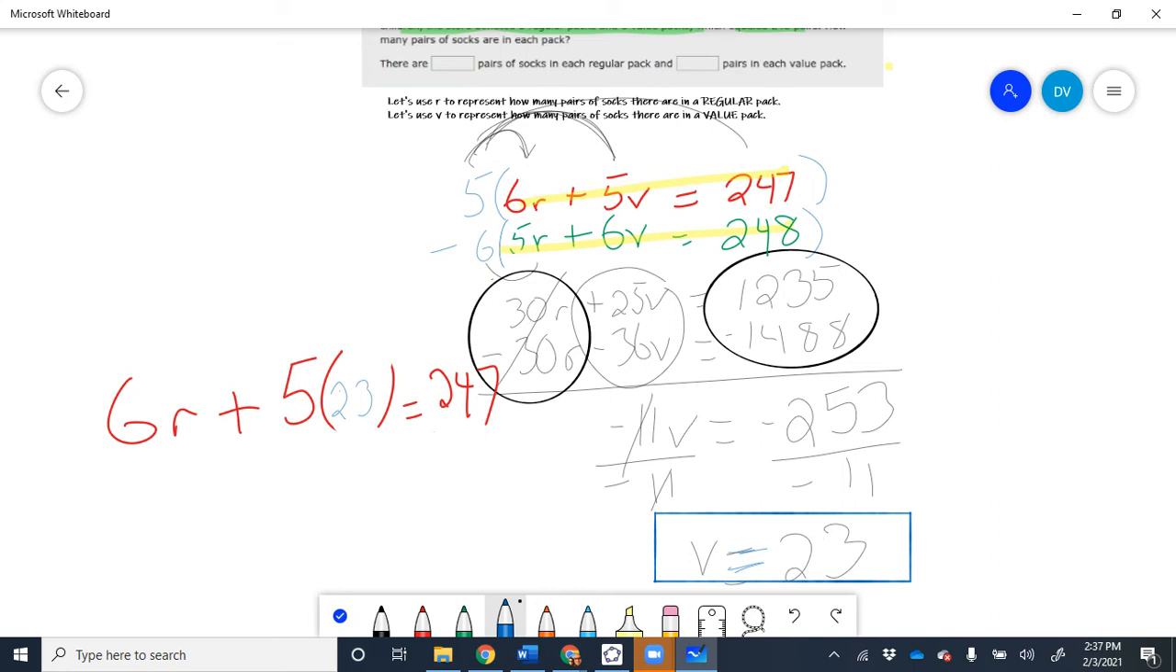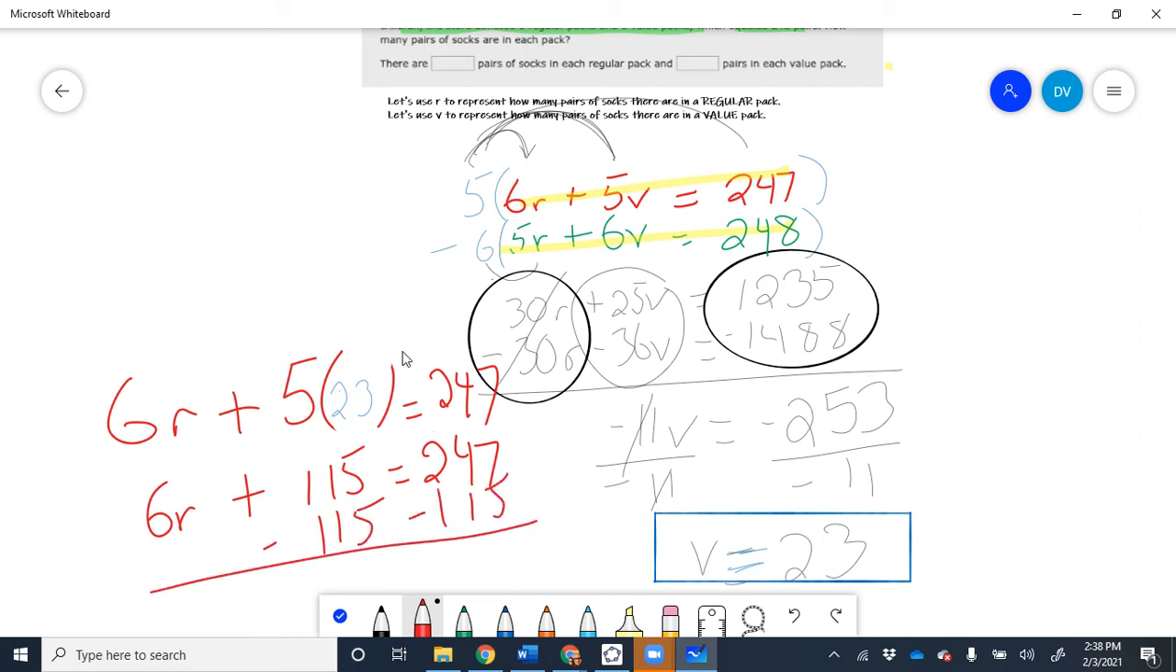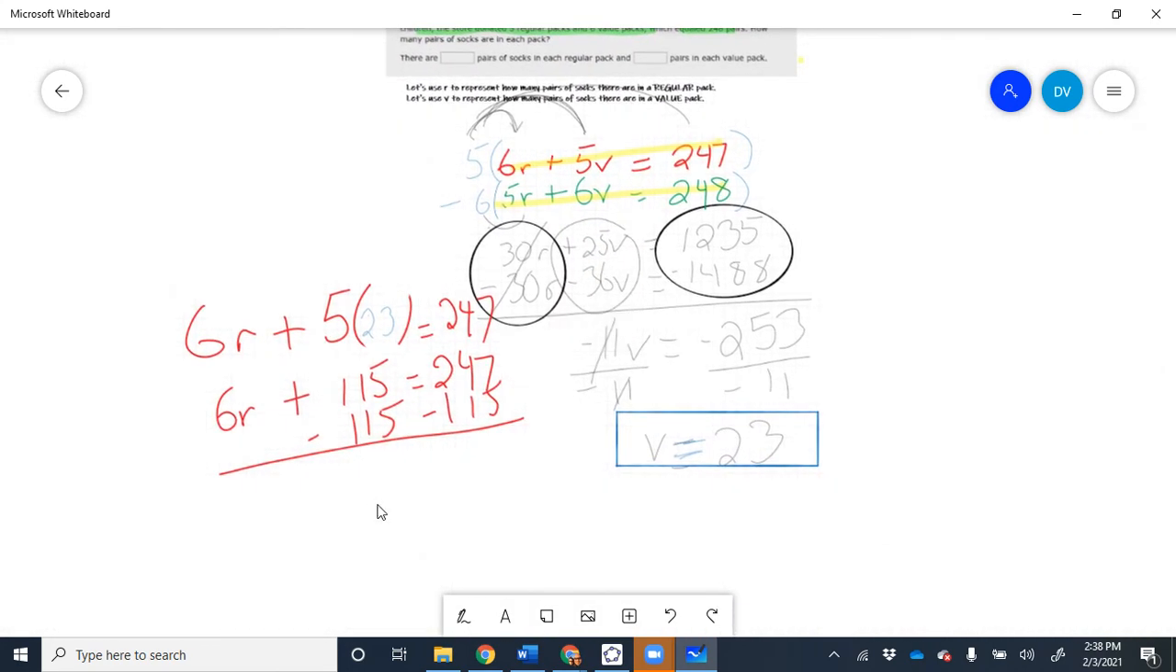Then we have to do some arithmetic and rewrite this. This is still 6r. This is 115. And this is still 247. Can you tell me what we have to subtract from both sides? Don't we have to subtract 115 because they added 115? I need a little more room here, so let me do that. So if we subtract, that will give us 247 minus 115, that's 132.